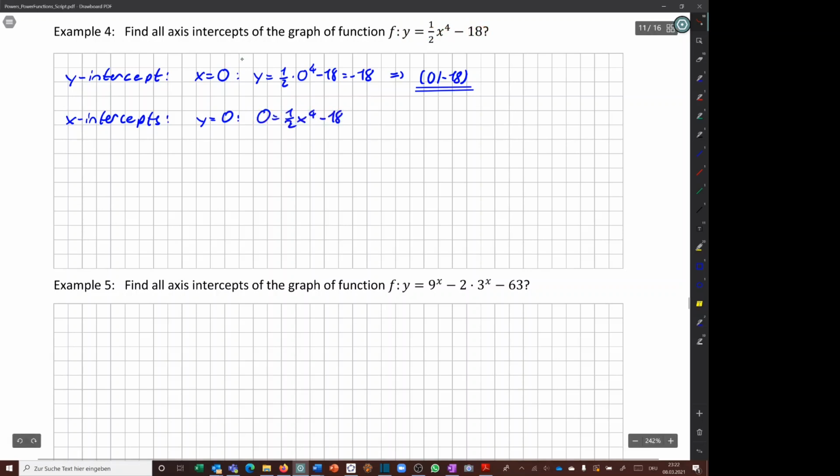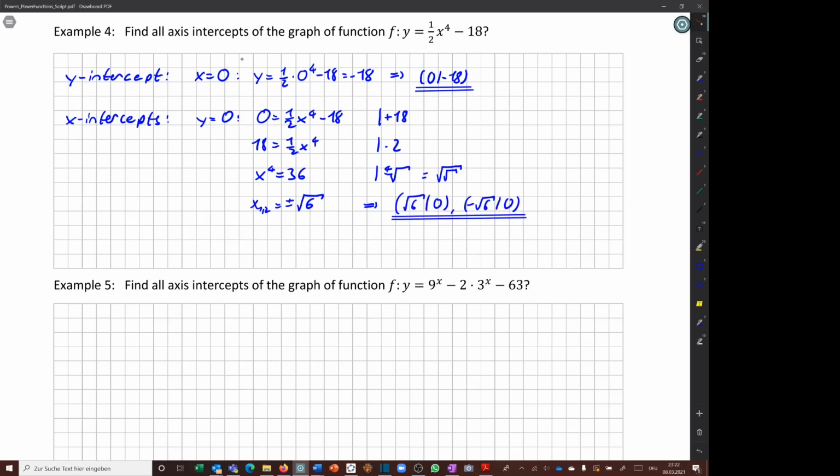We have to solve that, so we add 18 and multiply by 2, we get x to the power of 4 equals 36, and we take the 4th root on both sides, which means actually we take the root of the root. So the root of 36 is 6, and then again the root we get plus minus the root of 6. And so we found the x-intercepts plus square root of 6 and minus square root of 6.